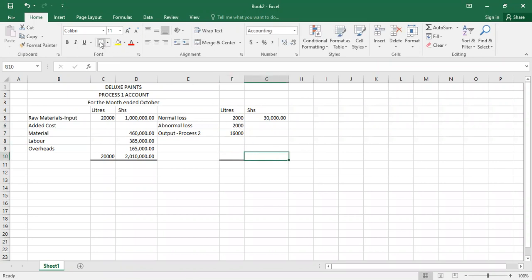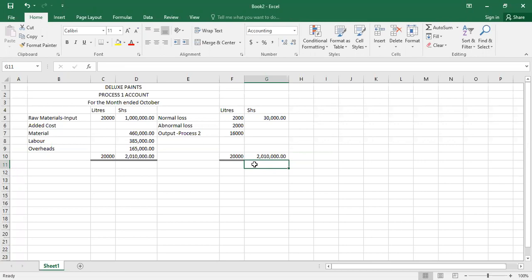Now the good thing about process account, you don't force it to balance. It will balance. What you need to get is now the actual figures for the abnormal loss and for the output. So this is 2010. That's why we are balancing our account at. So we are going to work with what we have. So we have 30,000, which is our normal loss.